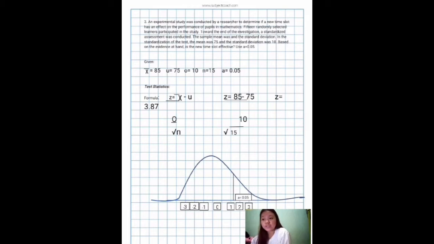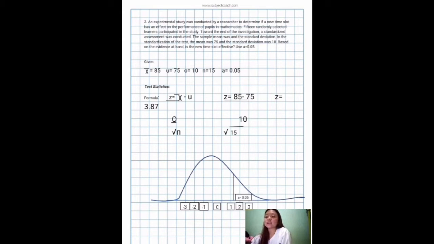In the standardization of the test, the mean was 75 and the standard deviation was 10. Based on the evidence at hand, is the new time slot effective? Use alpha as 0.05. So here is our given. X bar is equal to 85, which is our alternative hypothesis, and mu is equal to 75, which is our null hypothesis. So n is equal to 15 and alpha is 0.05.